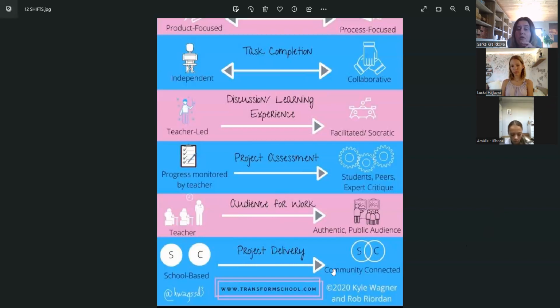And the last one is project delivery. Is it school-based or community connected? So when you do some projects, how much is it connected to community or school? Is the community involved in it? Do you do something for the seniors in your city, or would you love to do that? Or can you imagine taking the cards and going to the senior center and teaching them, or doing something?